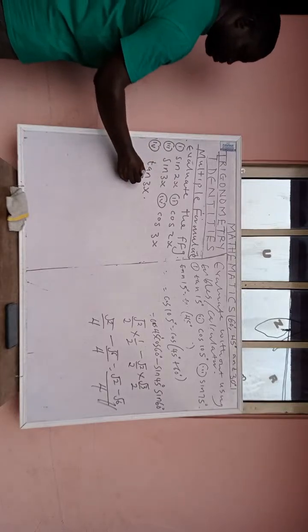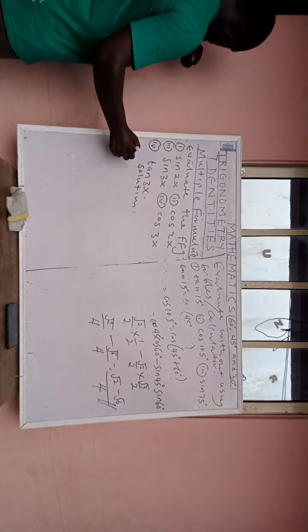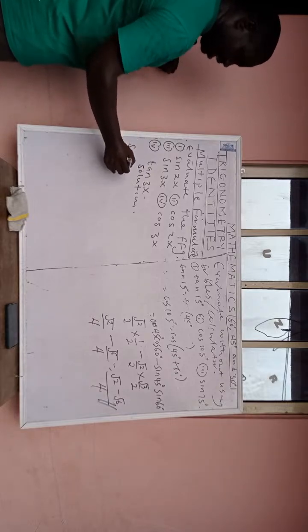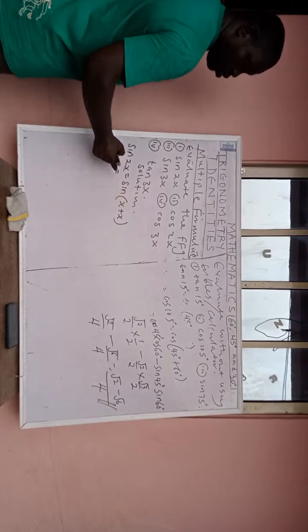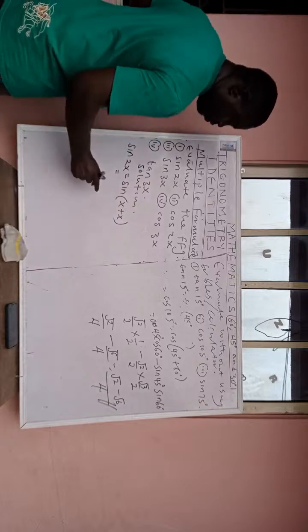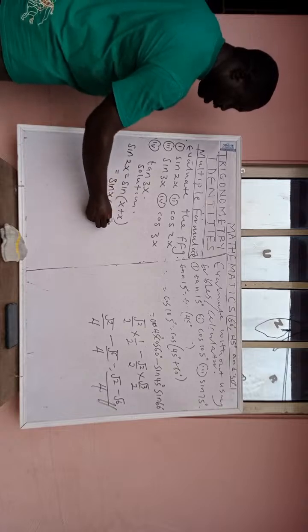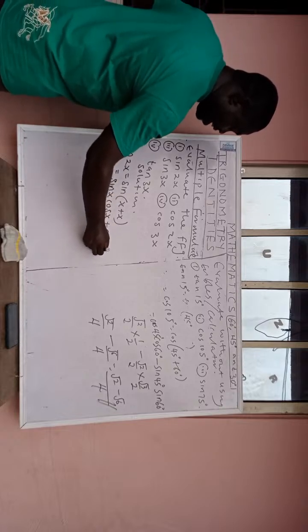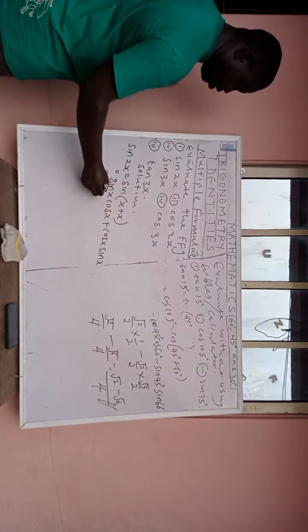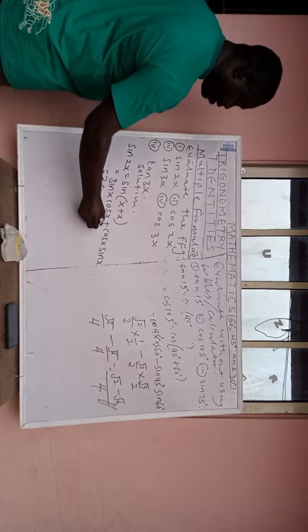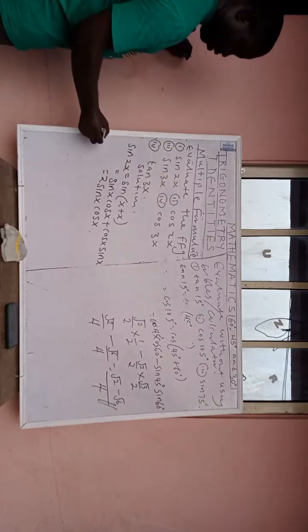So solution, sine 2x. Excuse me. Now, sine 2x is the same thing as sine of x plus x. Can you see now? So you're going to make use of the knowledge of the addition formula, which is sine x cos x and cos x sine x. By the time you do this carefully, you have 2 sine x cos x. That's all.